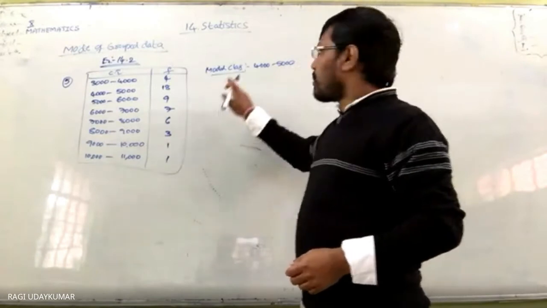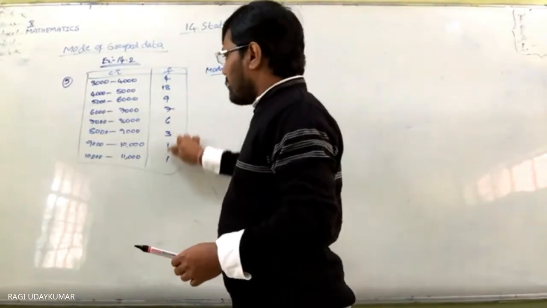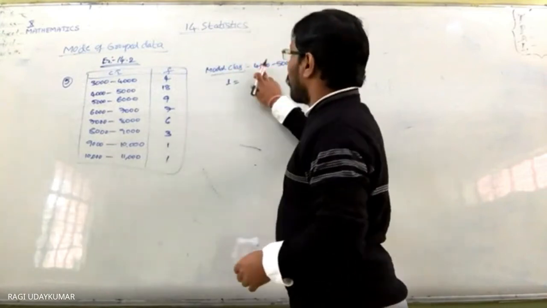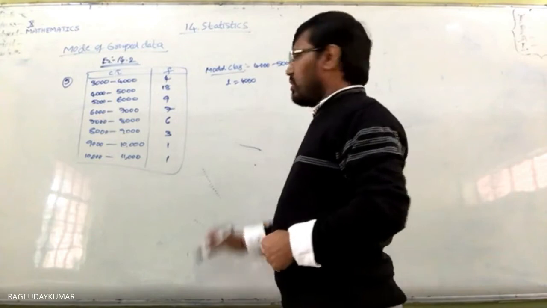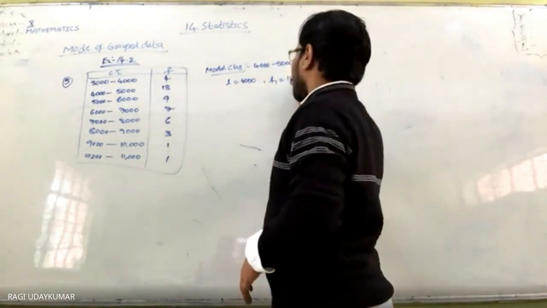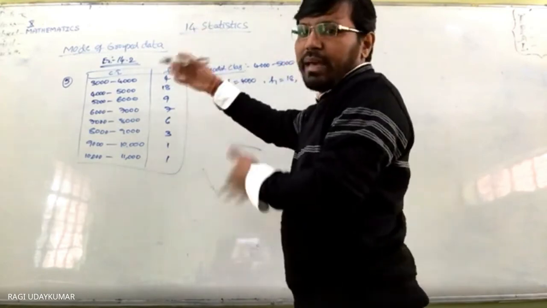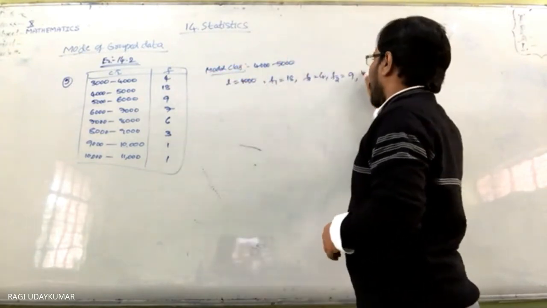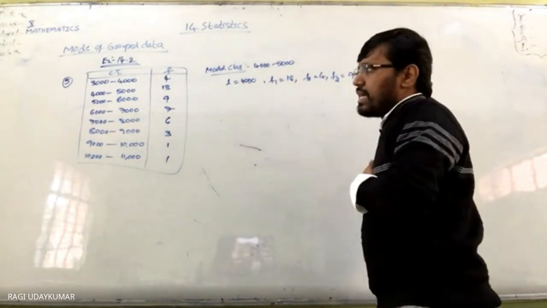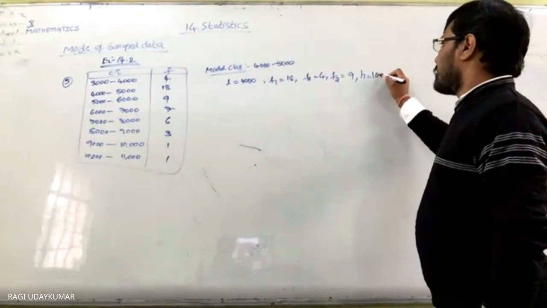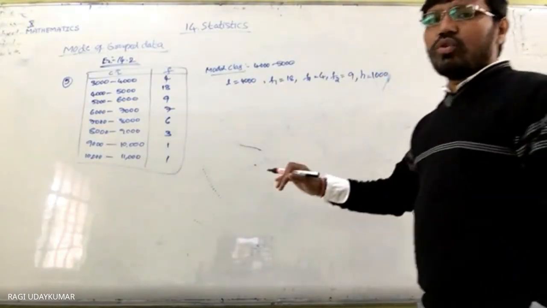So what is L? Shalu? Sir, 4,000, the lower limit of the modal class. How does the modal class come? The maximum frequency, which is greater here, is 18, so take that number. That is the modal class, and its lower limit is L, 4,000. Here F1 is nothing but the frequency of the modal class, that is 18, F0 is the frequency preceding it, that is 4, and F2 is the one after it, that is 9, and H is nothing but the class size. What is the class size here? Vedika. 1,000. Yes, class size is 1,000.